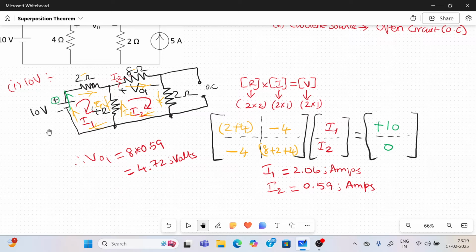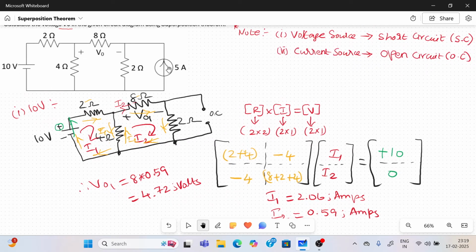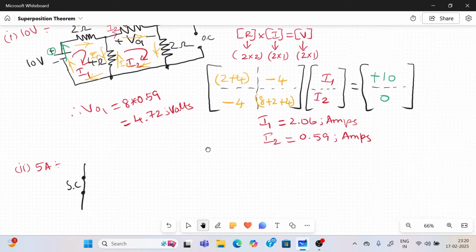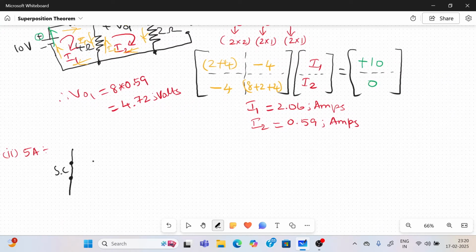Then we can go for the second case, keeping the 5 amps and removing the 10 volt. Going for the second circuit with the help of the 5 amps current source, we want to redraw the circuit now. This 10 volt voltage source should be removed by short circuit.